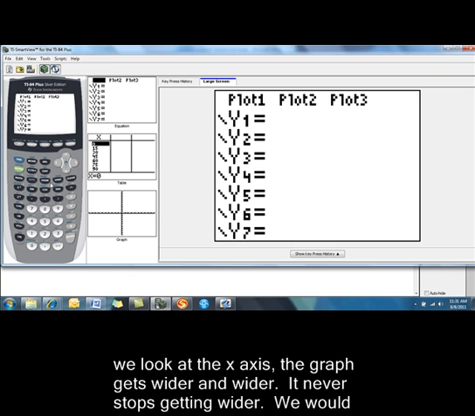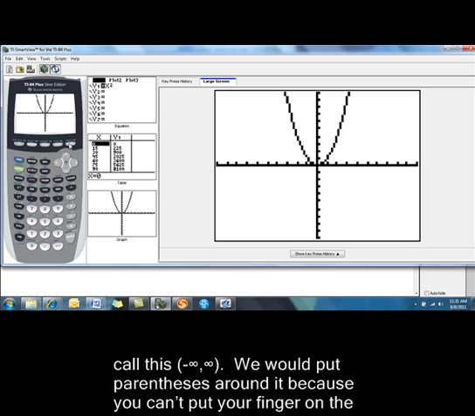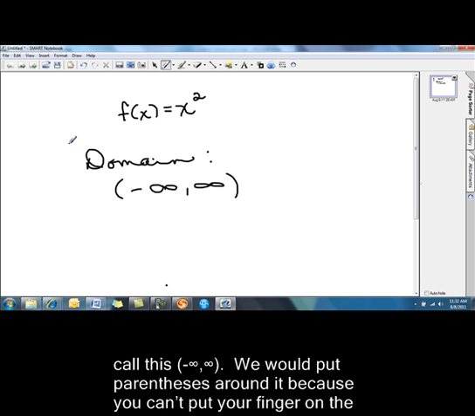If we look at the x-axis, the graph gets wider and wider. It never stops getting wider. We would call this negative infinity to positive infinity. And we would put parentheses around it because you can't put your finger on the beginning or the ending.